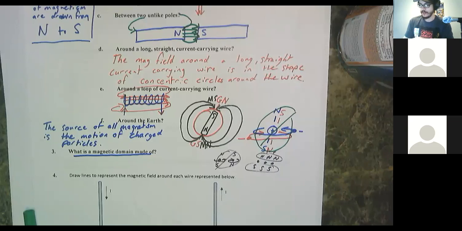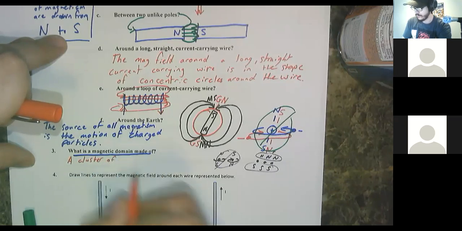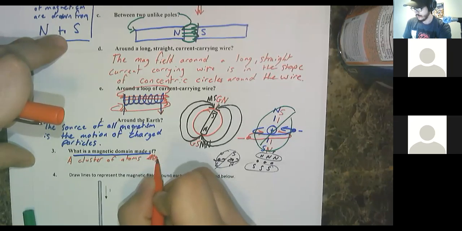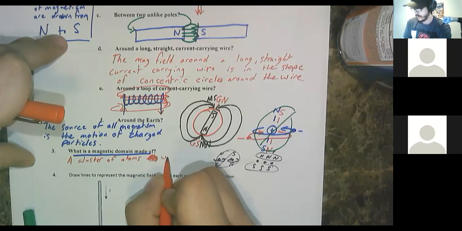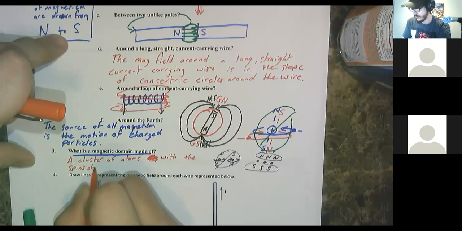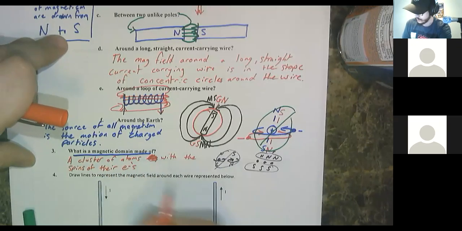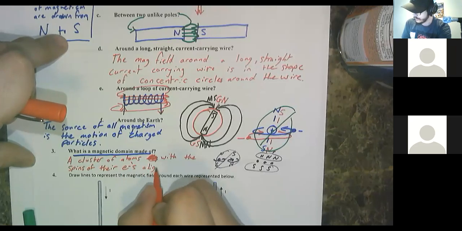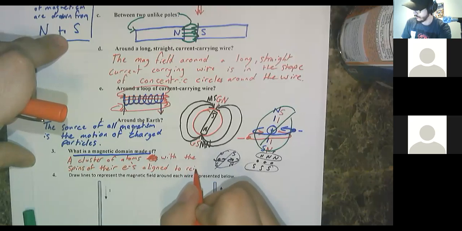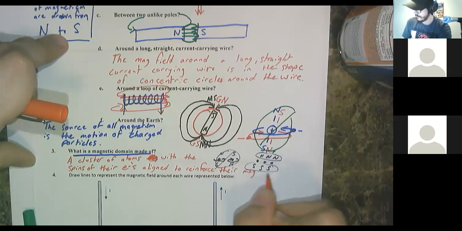So a magnetic domain is a cluster of atoms with the spins of their electrons, that's what this stands for, e negative is electrons, aligned to reinforce their magnetic fields.